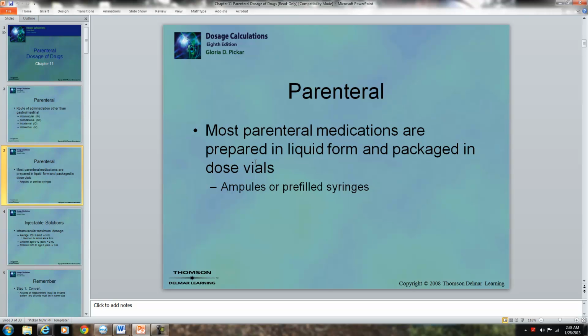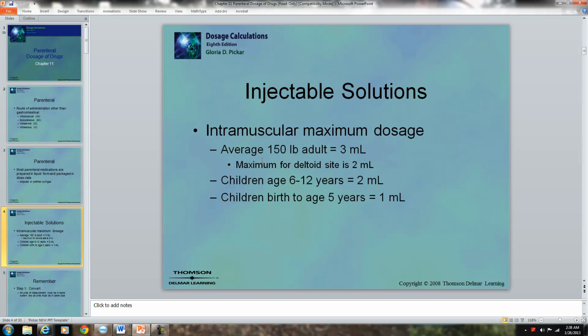Most parenteral medications are prepared in liquid form and packaged in dose vials like ampules or pre-filled syringes. If we were to give an injection in the muscle, the maximum dosage for a 150-pound adult would be 3 milliliters. So when you are thinking about your dosage, if you end up with a dosage that is greater than 3 milliliters, then you know to go back and recalculate. For a child, it would be 2 milliliters from 6 to 12 years, and 5 or younger would be 1 milliliter. Notice that this dosage is in milliliters.